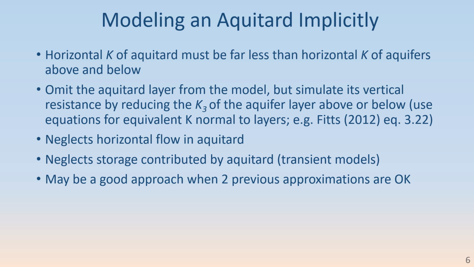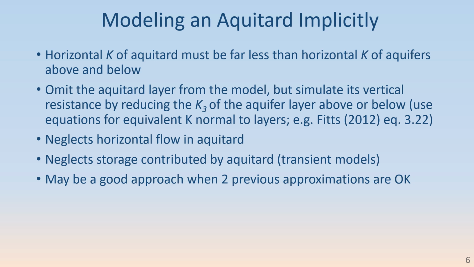When the horizontal conductivity of an aquitard is far, far less than the horizontal K of the aquifers that are above and below it, you can model that aquitard implicitly. You don't include that aquitard layer as a separate layer in your model, but instead you neglect any horizontal flow that would happen in the aquitard, and you do incorporate its vertical resistance to flow by adjusting the K3, the vertical conductivity of either the aquifer just above or just below.